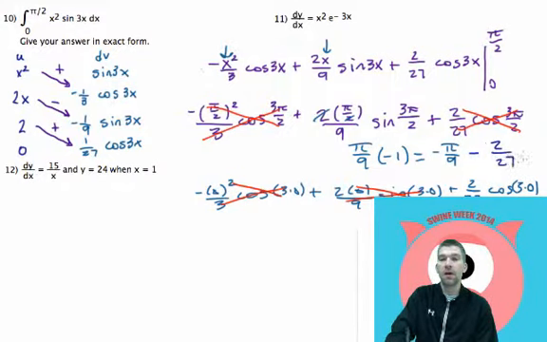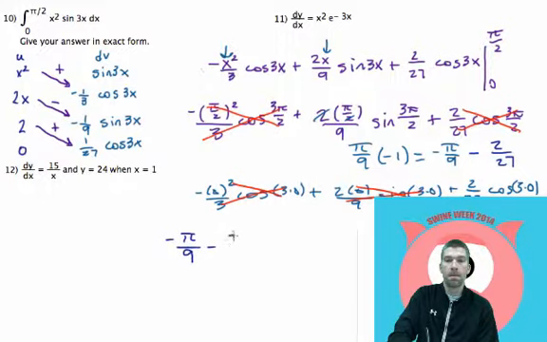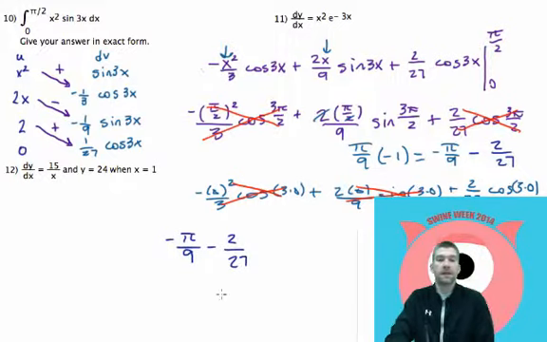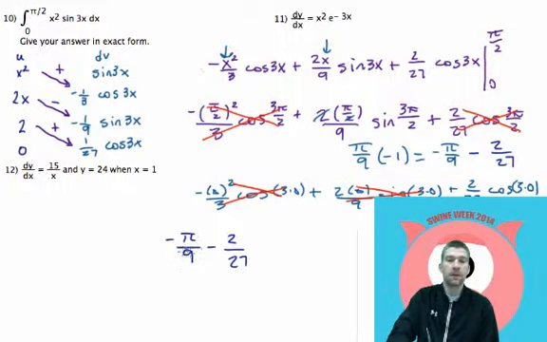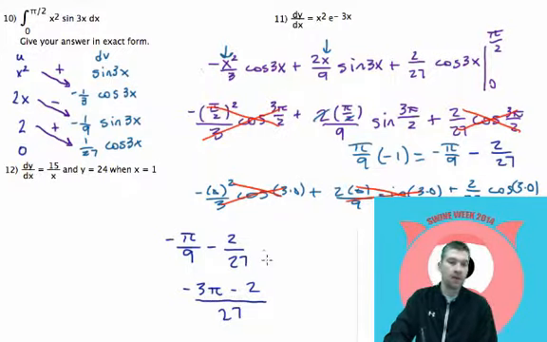And you know what? I'm okay if you want to leave it that way. That's a pretty good answer. If you want to put it all over one fraction, then it would be 3 pi minus 2 over 27, and that would be the same thing. So I'm good with either one of these answers. And that was a fun problem.